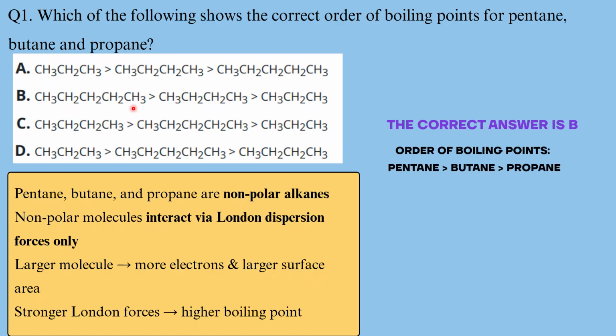Therefore, the correct option for this particular question will be B, because here we have pentane, which is a larger molecule than butane, and than propane. So it will have the highest boiling point, followed by butane, and then followed by propane. So this is how you're going to solve this question.